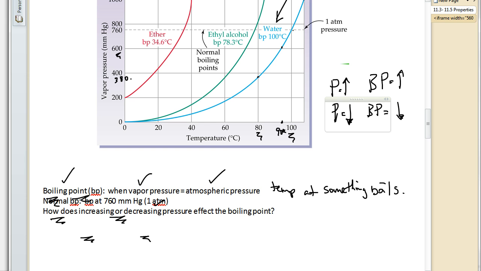That's tonight's talk about properties of liquids, and a little bit of phase changes, and a little bit of boiling points and how they relate to pressure and vapor pressure.